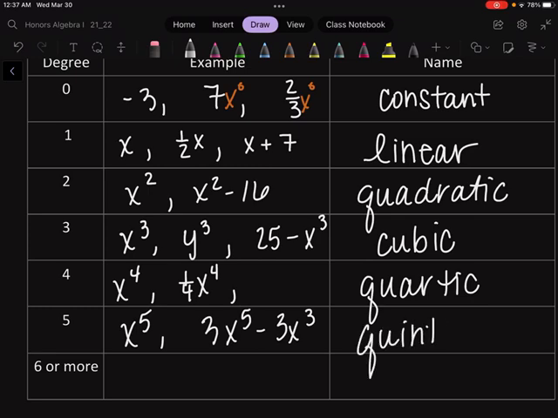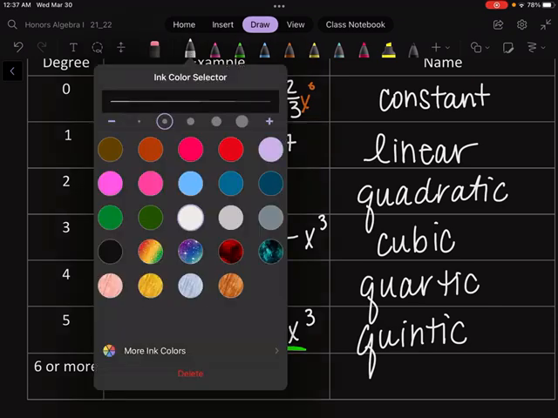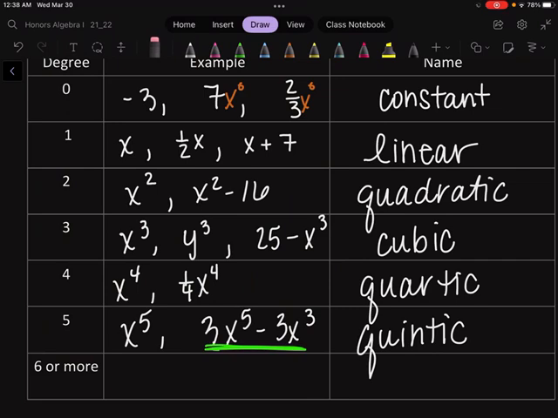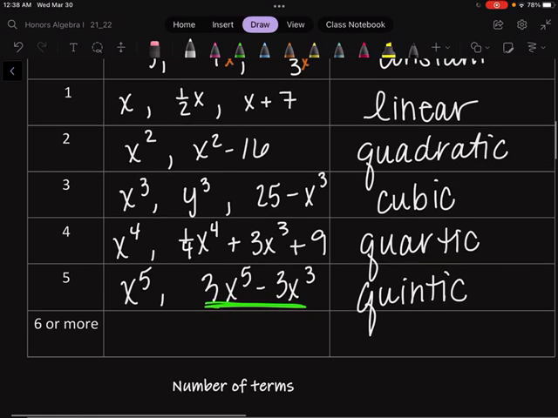Okay, so on this right here, the highest degree is 5, so therefore it's still quintic. So I could put another example here, or I could get rid of this and put like plus 3x cubed plus 9, anything like that. And then if it's 6 or more, we can see that as like x to the 6th plus x to the 5th plus 3x to the 4th. Even though it has a 5th degree and a 4th degree, 6 is still the highest.